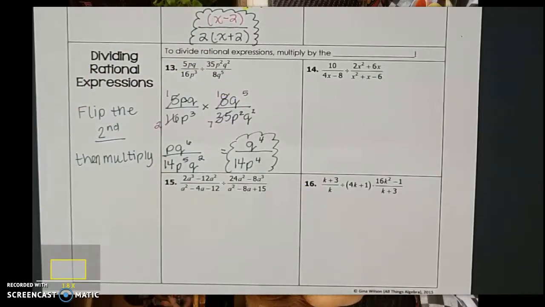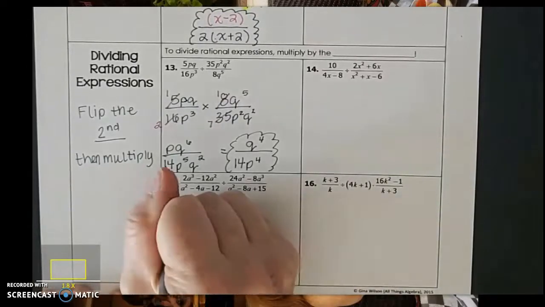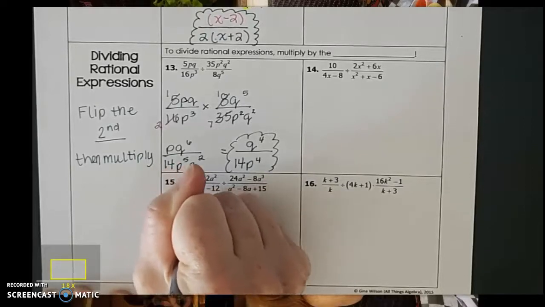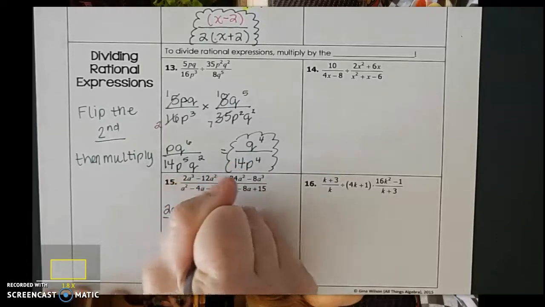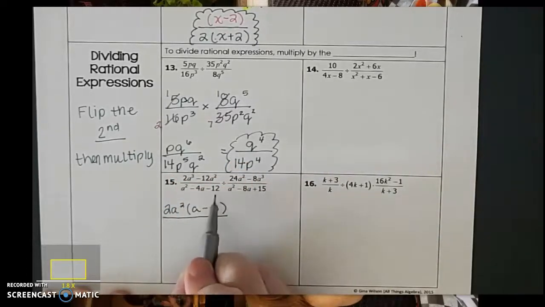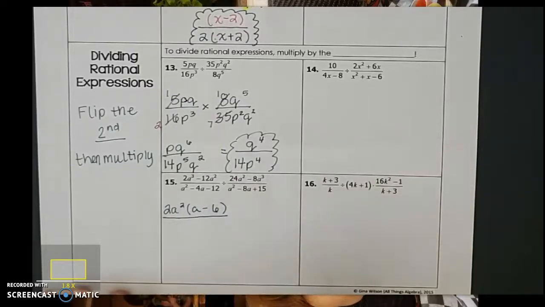All right, last one I'm going to do. We have about 4 minutes, and I'm going to do number 15. Number 15, we're going to factor first. So we have this numerator, I'm going to factor out a 2a squared. So I have 2a squared times a minus 6. And in my denominator, what multiplies to give me -12 and adds to give me -4, that's going to be -6 and 2.